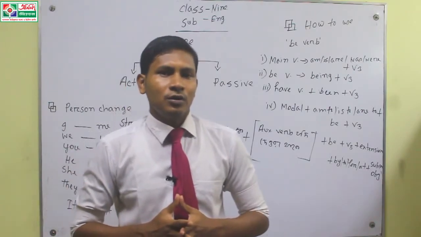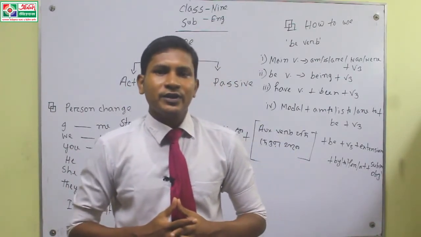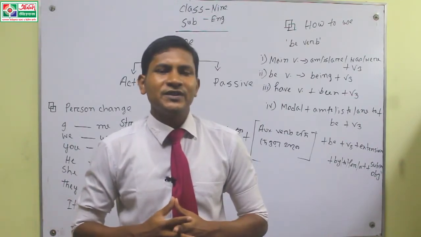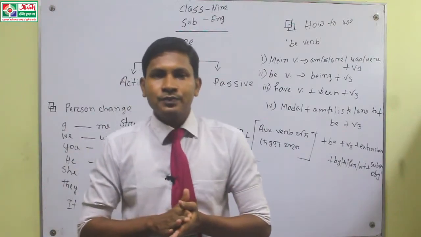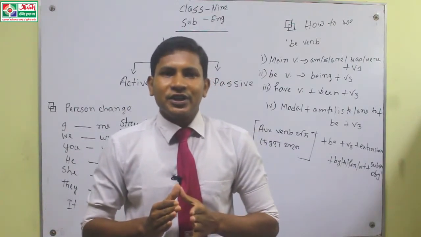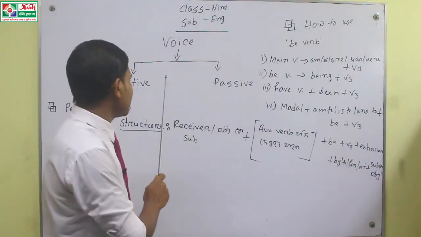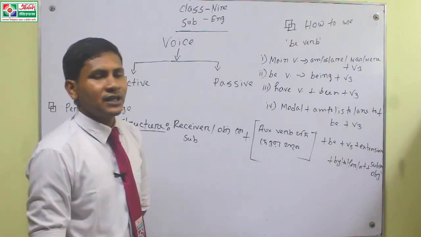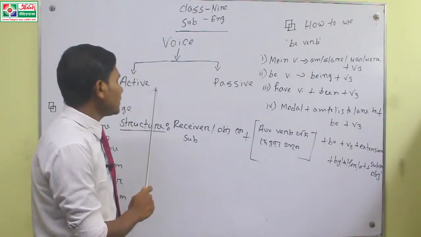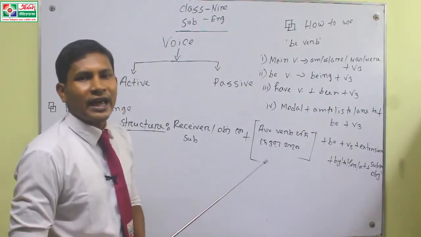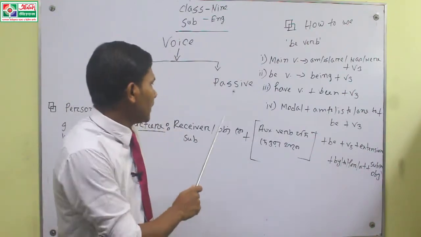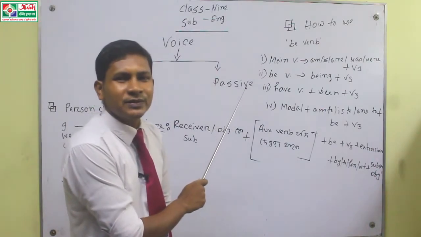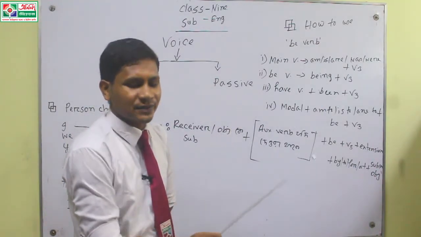Today we will learn voice. At first we learn what voice is. Voice means to express the manner of a verb. So voice is divided into two sections. One is active, the other is passive. Active voice means the doer of the verb is active, it's called active voice. Passive voice means the doer of the verb is inactive, it's called passive voice.